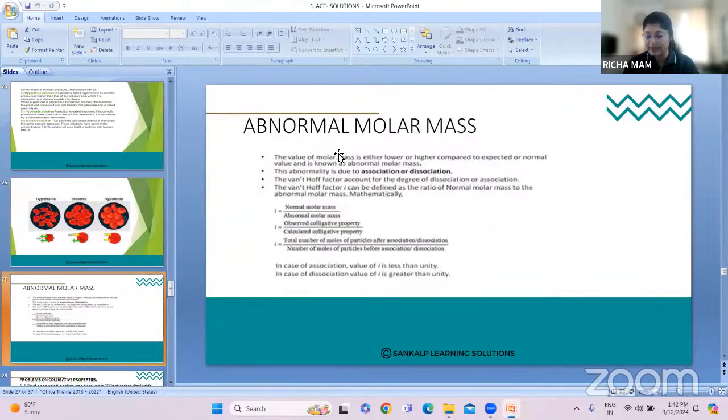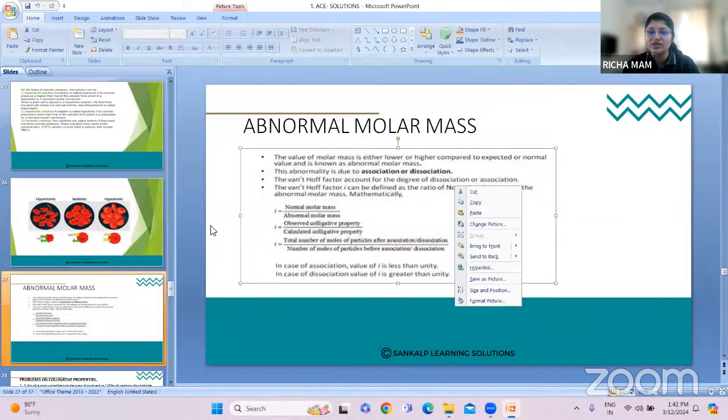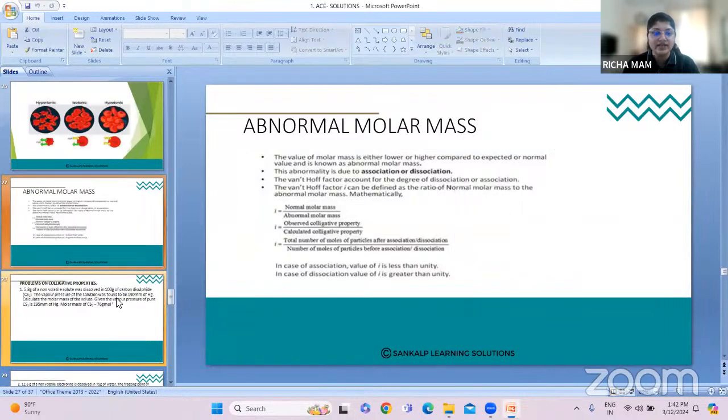Then we had seen what abnormal molar mass is. It is given by the Van 't Hoff factor i, that is, normal molar mass by abnormal molar mass. In case of association, remember the value of i will be less than unity, and in case of dissociation, the value of i is greater than unity. So we have seen all these factors.